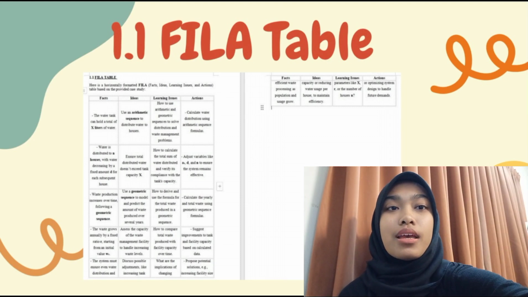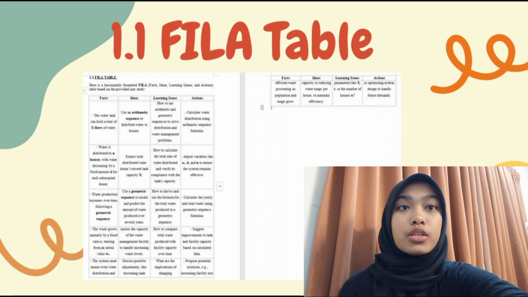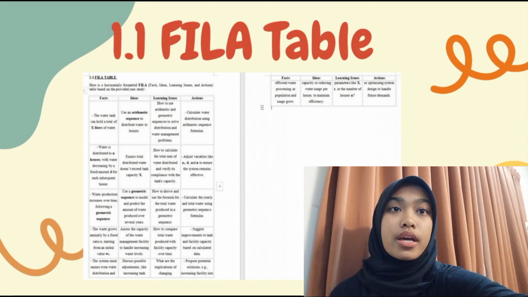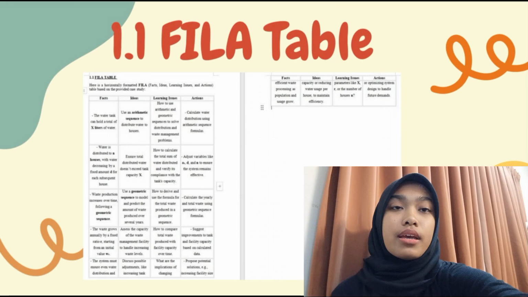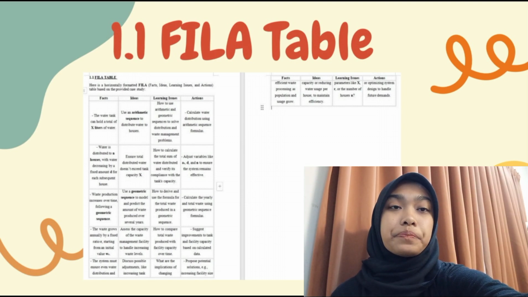And the last one is what are the implications of changing parameters like X, R, or the number of houses N. And the last one is actions. First one is calculate water distribution using arithmetic sequence formula. For the second one is adjust variables like A1, D, and N to ensure the system remains effective.